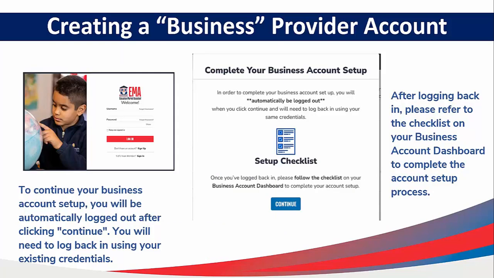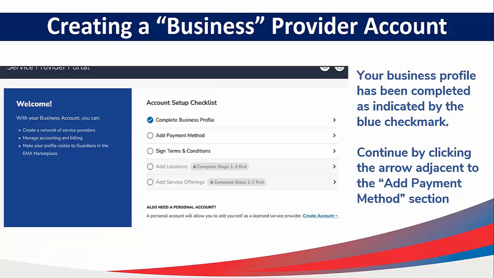In order to complete your business account setup, you will automatically be logged out when you click continue and will need to log back in using your same credentials. Once you've logged back in, the setup checklist will appear. Please follow the checklist on your business account dashboard to complete your account setup. Your business profile has been completed as indicated by the blue check mark. Continue by clicking the arrow adjacent to the Add Payment Method section.